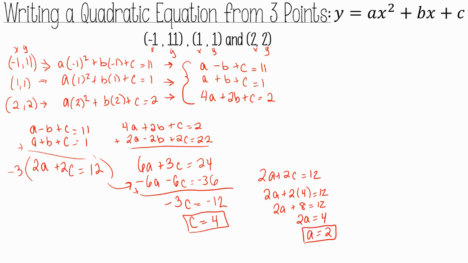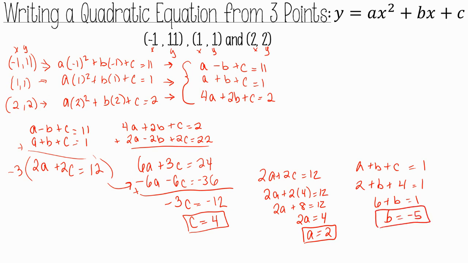Now all we need is our b. I'm going to take the easiest one. This easiest one looks like my second equation. My a plus b plus c equaling 1. a is 2. I don't know b. Plus 4 equals 1. 6 plus b equals 1. Hopefully my 6 and b don't look too much alike. And b will equal negative 5.